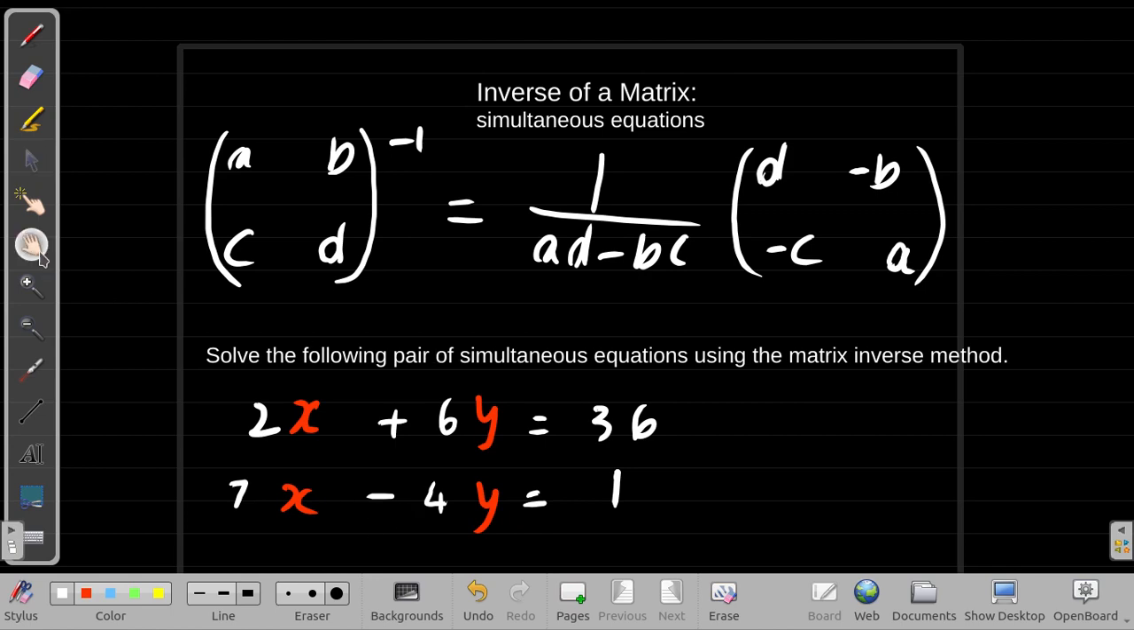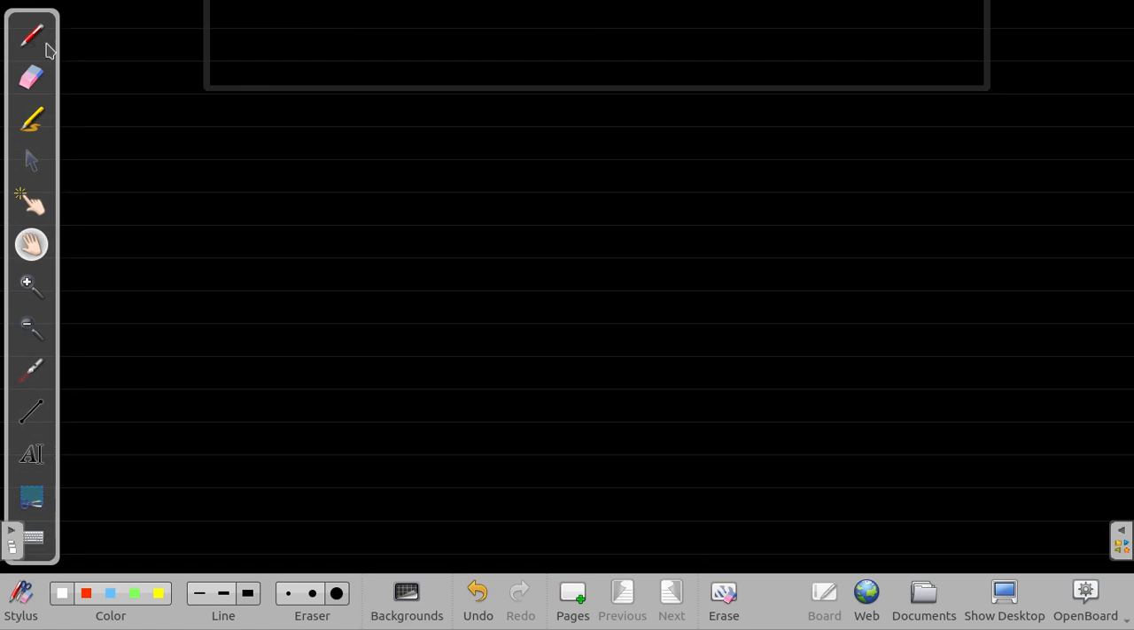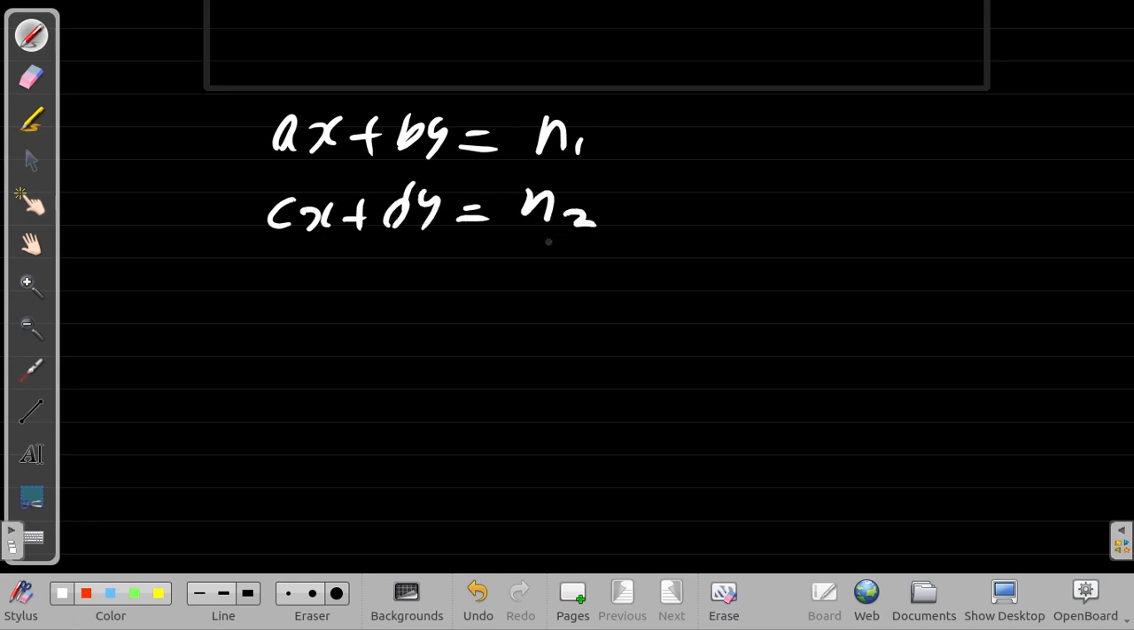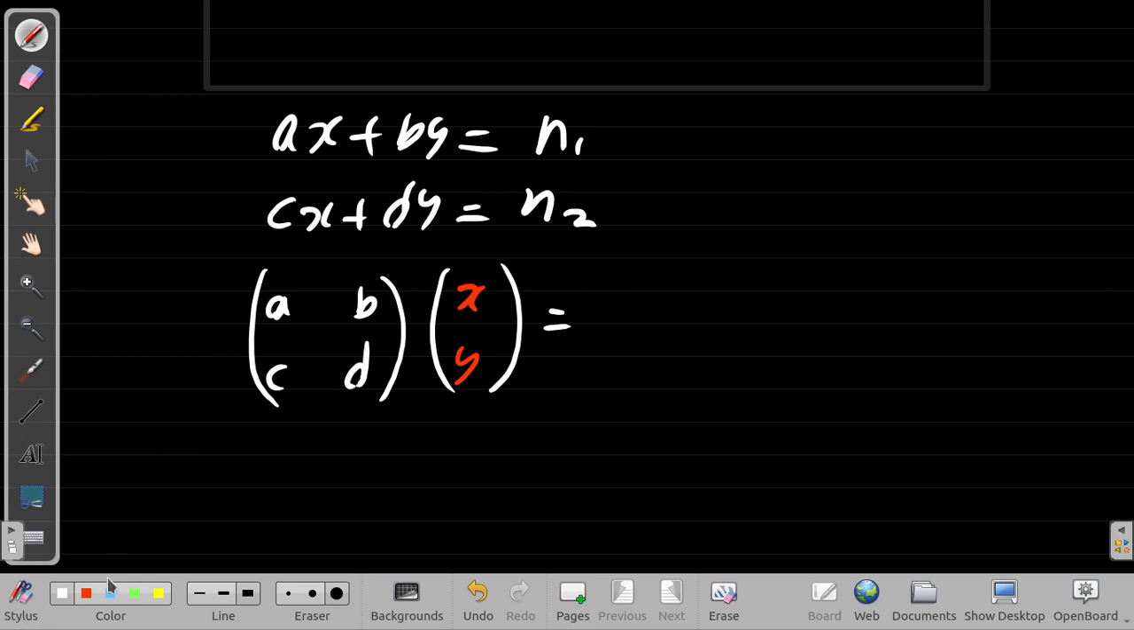Now, before we do this, we examine certain statements. Suppose you have a pair of simultaneous equations. You have ax plus by equal to an answer, call it n1, and cx plus dy equal n2, whatever number that is. If you put these in matrix form, you have a, b, c, d, which are numbers, times x, y. X and y are going to be the answers, equal to the numbers n1, n2.